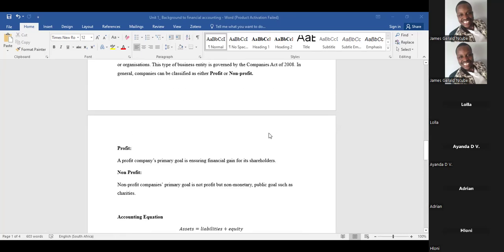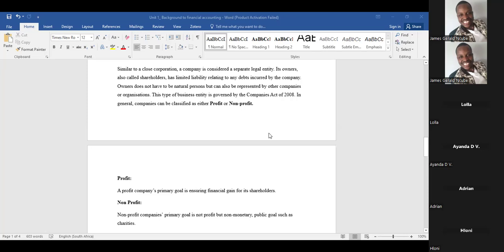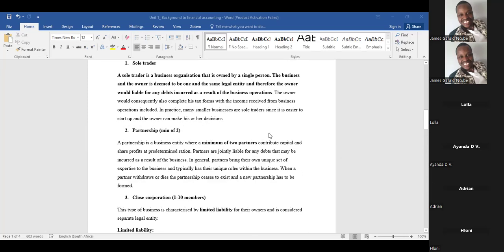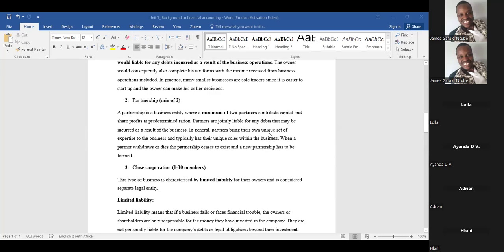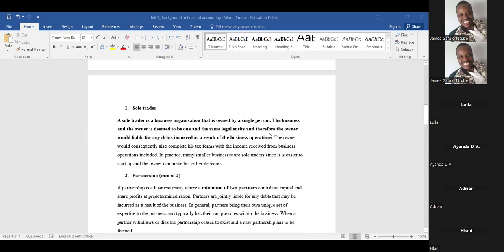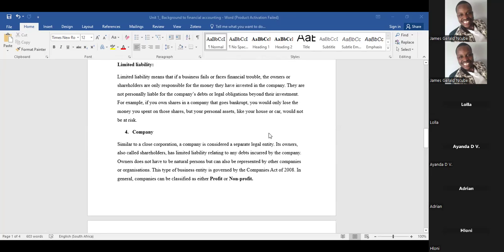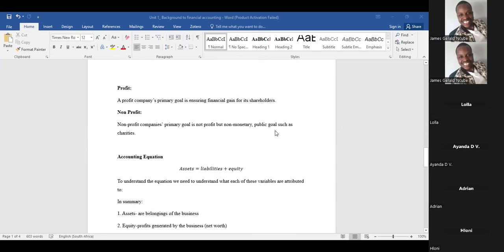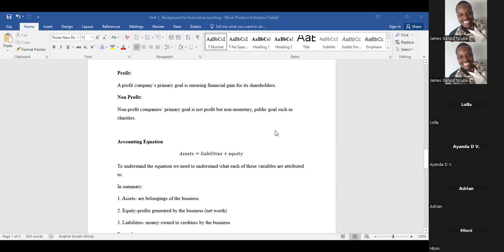Having spoken about the types of business organizations, I don't know if there's anyone with a question regarding these four business combinations. If there isn't, we can proceed to the accounting equation. Now we are getting into the real stuff. All right.